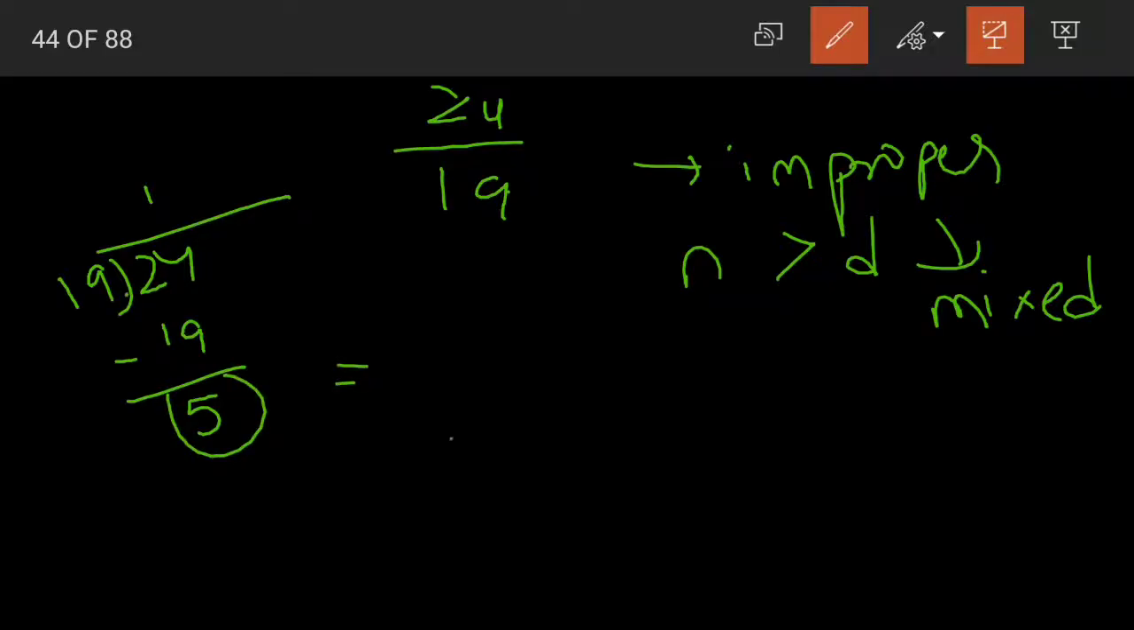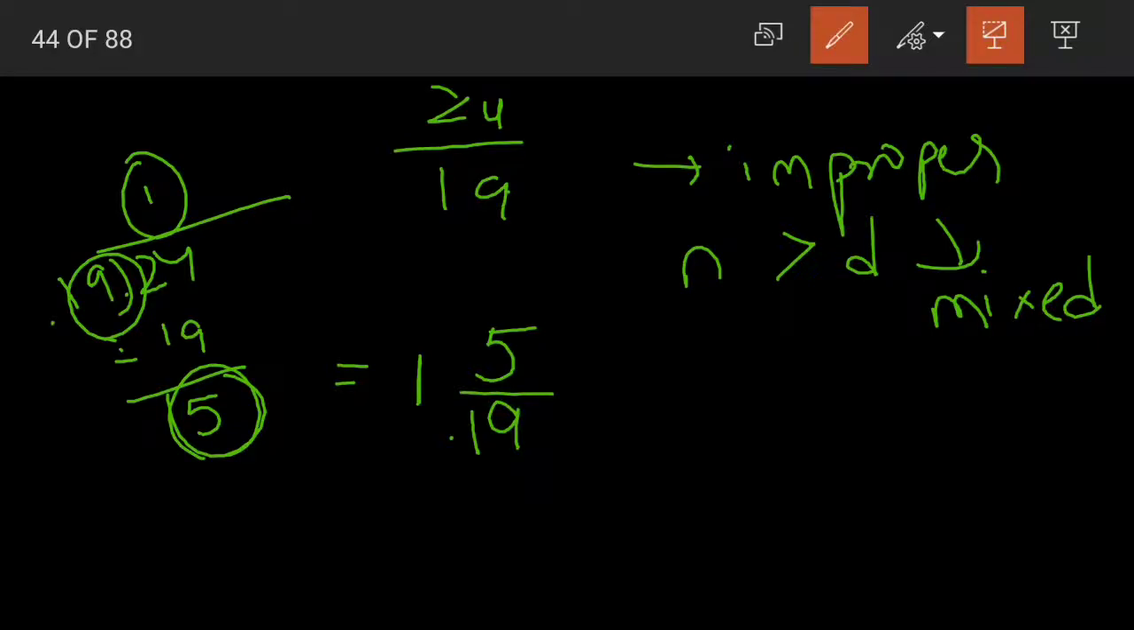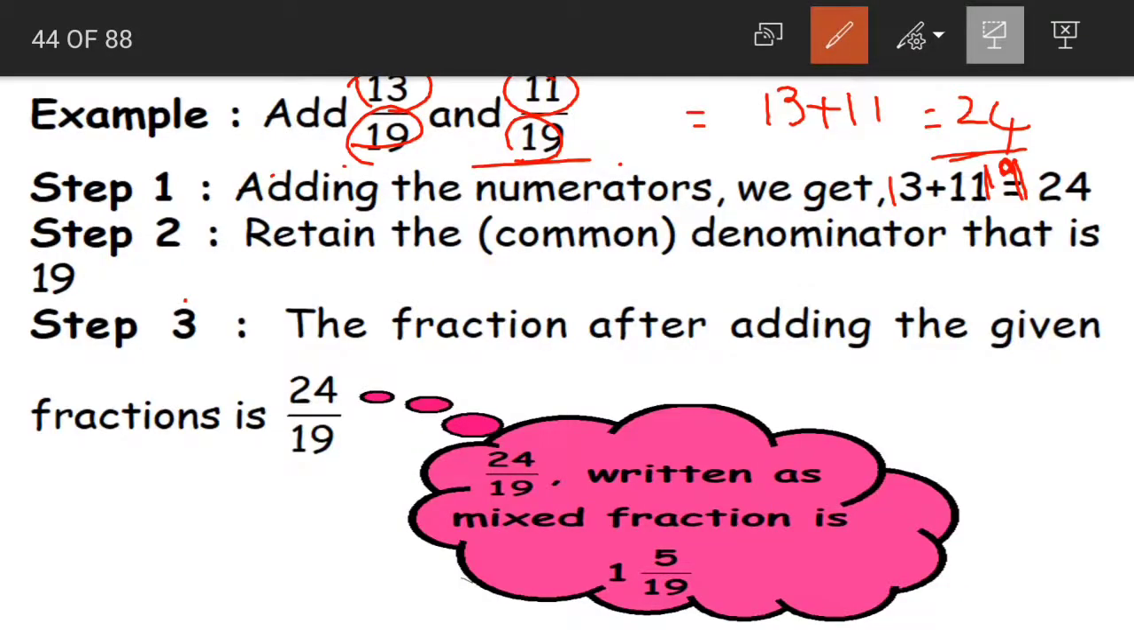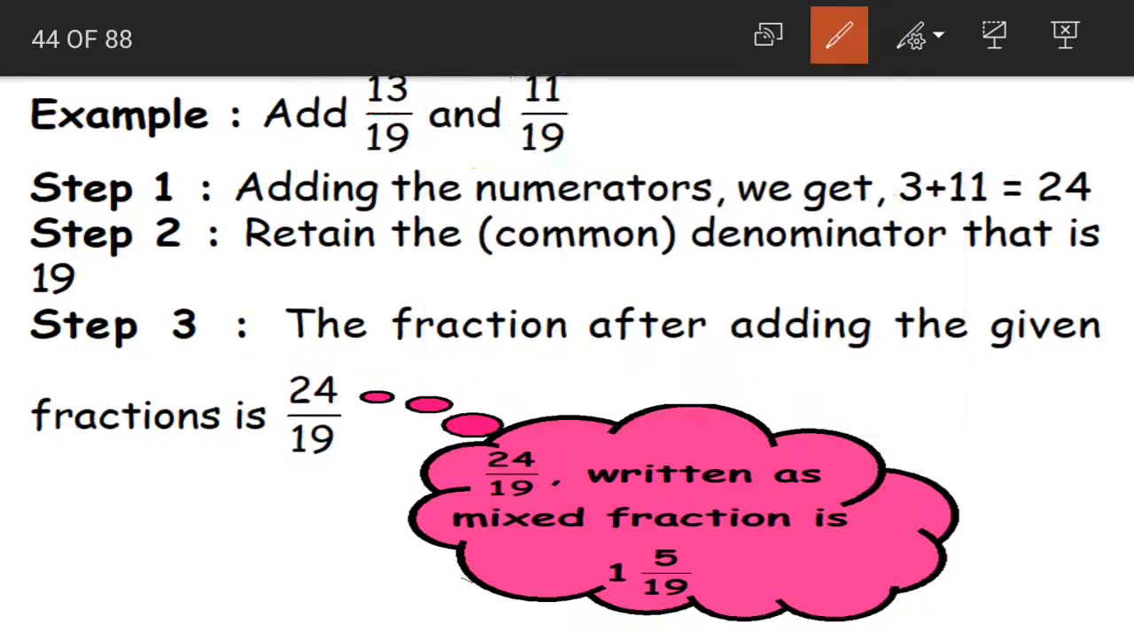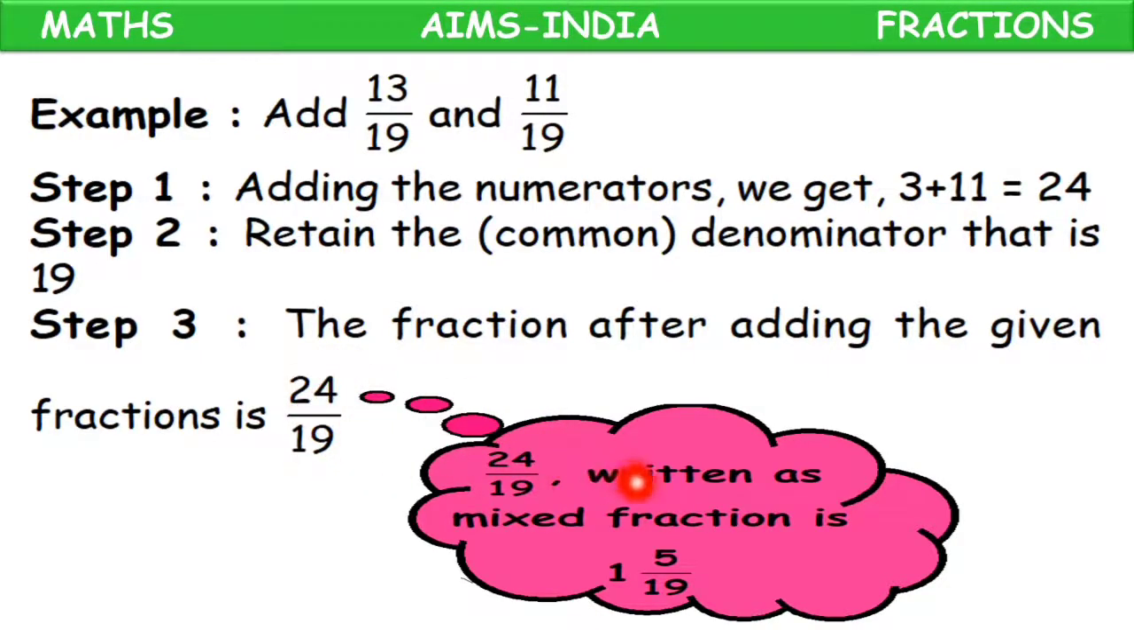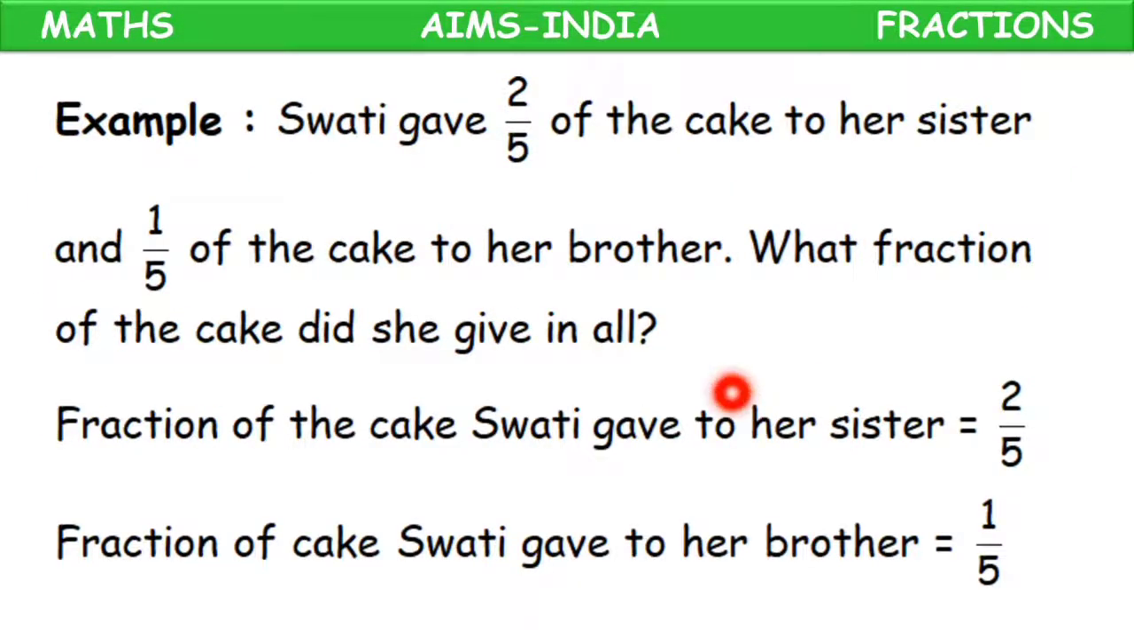Now how will we represent it as a mixed fraction, children? The quotient here becomes the whole number, remainder 5 becomes the numerator, and the divisor 19 becomes our denominator. So the sum of the given like fractions is 24 by 19, which if we simplify is equal to 1 5 by 19. I hope this is clear. Addition of like fractions.